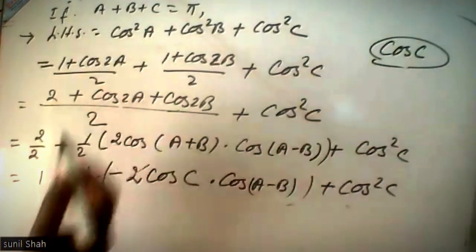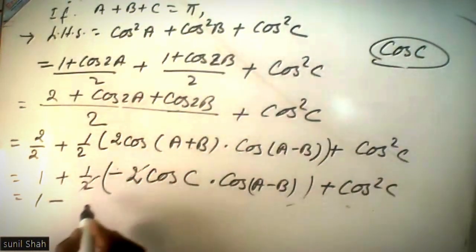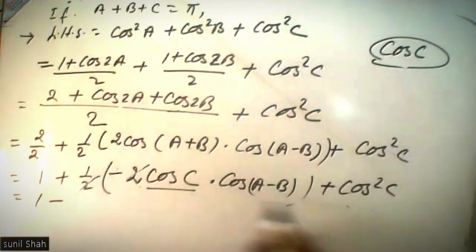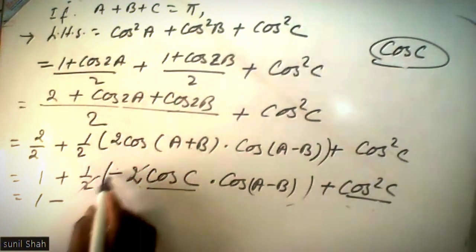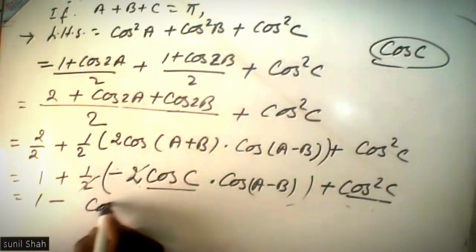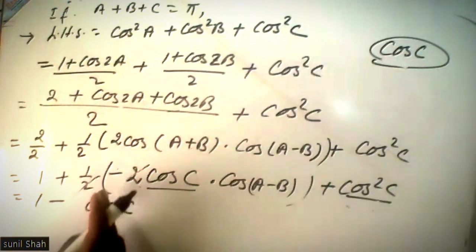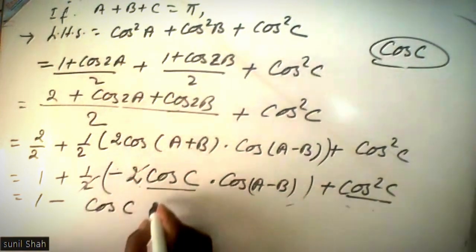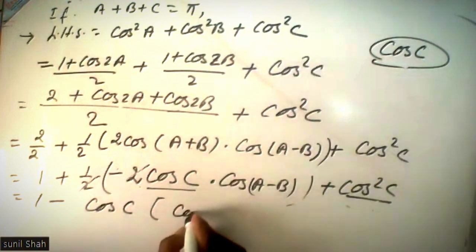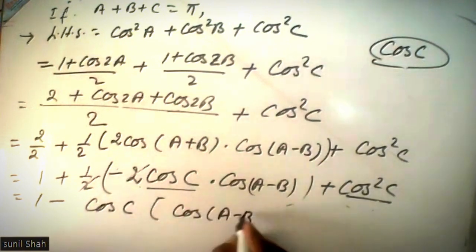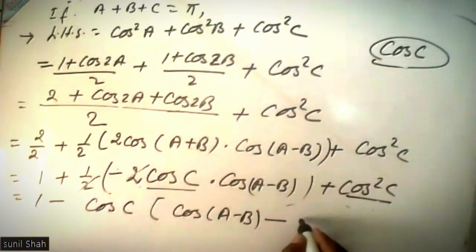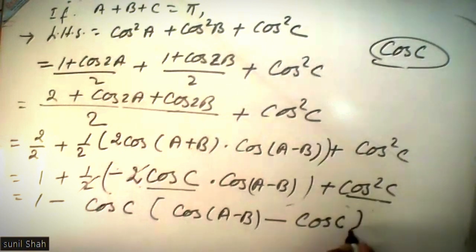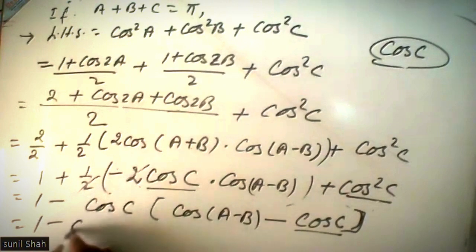Okay. Then 1 minus cos c. We can take out cos c from both terms. So minus is again taken common. Take minus cos c common from this and this. Here we will have cos(a minus b). When we take minus as a common, the sign of this will be changed, so this becomes minus cos c. Now again, 1 minus cos c.